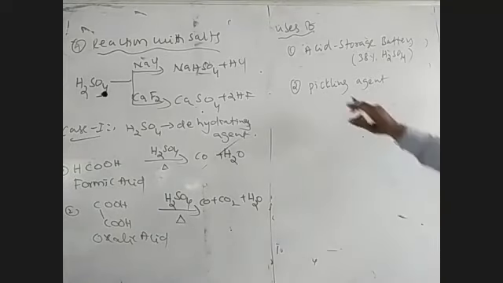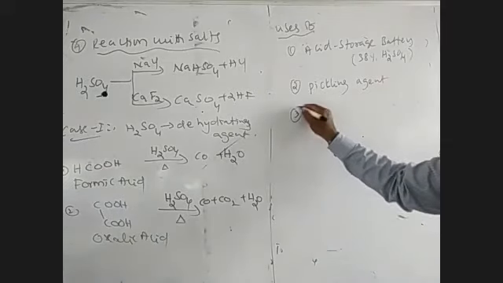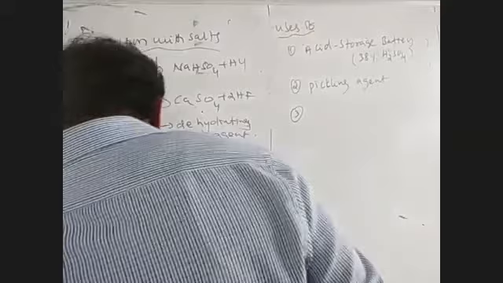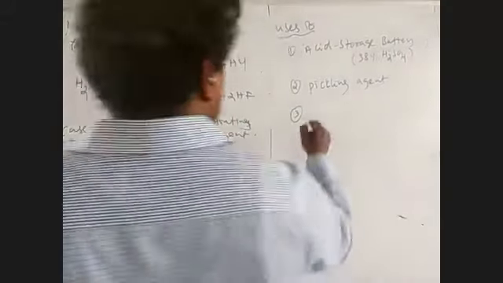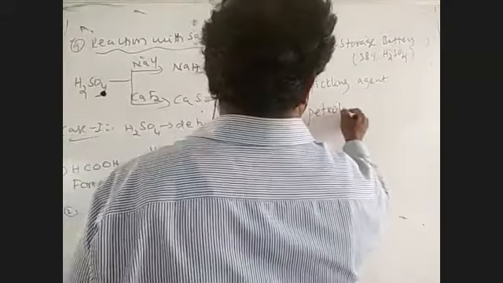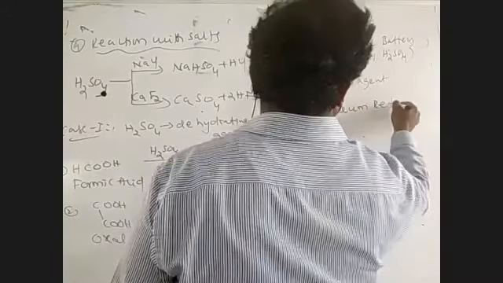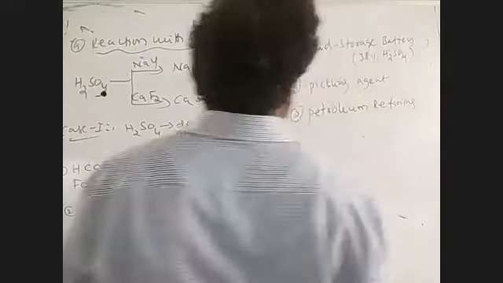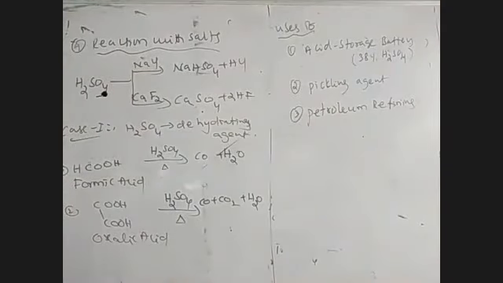Pickling agent means that before painting iron, it is washed with H2SO4 to remove the rust present on the iron. The reagent used for removal of rust on iron is called a pickling agent. H2SO4 is also used in paints and petroleum refining. Okay, these are the important uses of H2SO4. Note down.